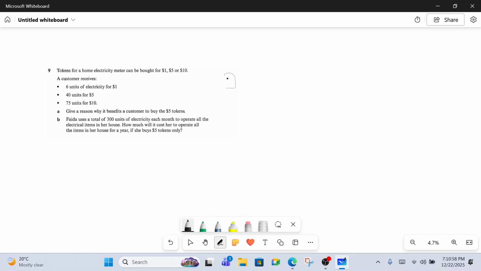Fada uses a total of 300 units. Sorry, it looks more of an H. Uses a total of 300 units. Okay, that's a lot. 300 units of electricity each month to operate all the electrical items at her house. How much will it cost for her to operate all the items in her house for a year if she buys $5 tokens only?